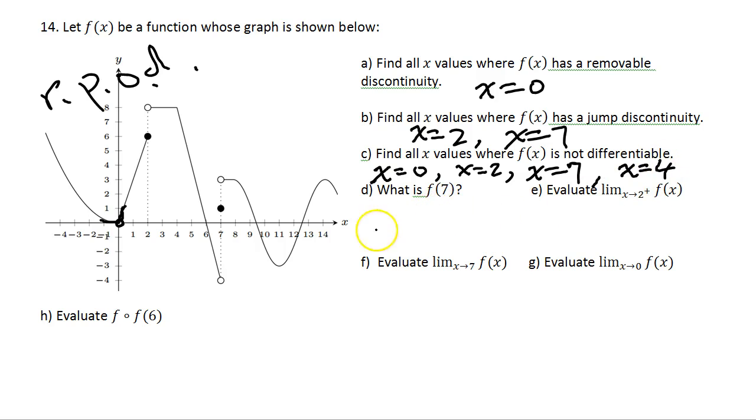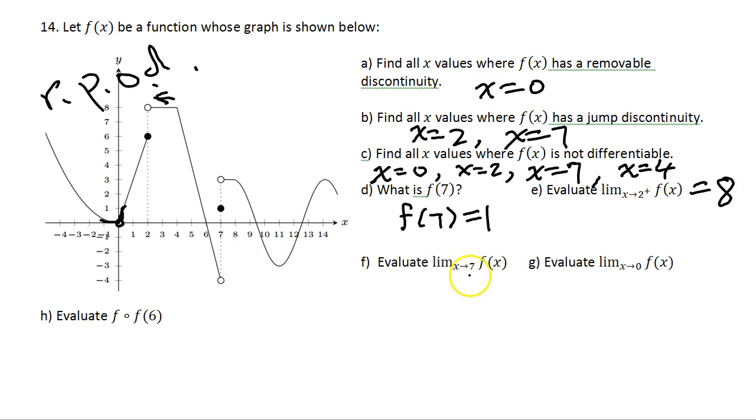Now what is f of 7? Well, there are 3 circles at 7, but the one that's closed is this one, which has the altitude of 1. So that's equal to 1. Evaluate limit as x going to 2 plus of f of x. Okay, so here's 2. 2 plus means you're coming from the right. As you're coming from the right, the height is equal to 8. So this will be 8.